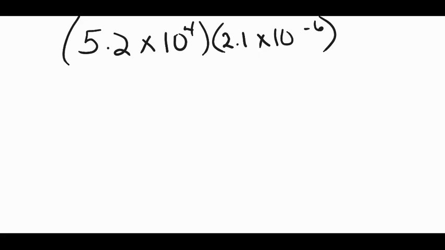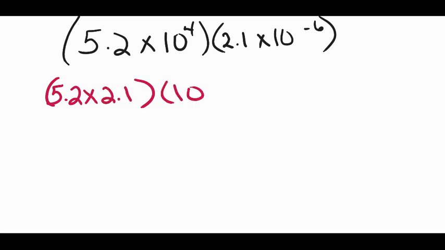Okay, let's talk about multiplying with scientific notation. When you have a multiplication problem with scientific notation, we can rewrite it in a different order because remember that when we multiply, it doesn't matter. 2 times 3 and 3 times 2 is both going to give me 6. So I'm going to rewrite it this way. So I'm doing 5.2 times 2.1, sorry, times 2.1.